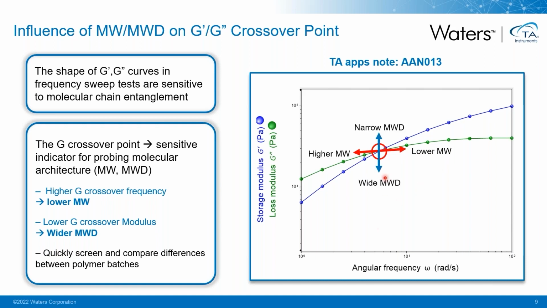Second, this G crossover modulus is sensitive to differences in molecular weight distribution. If one batch of polymer shows the G crossover modulus occurring at a much lower modulus, it means that this particular batch may have a broader molecular weight distribution.